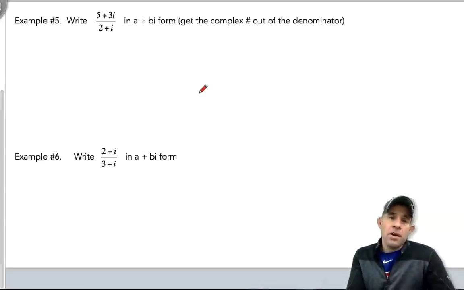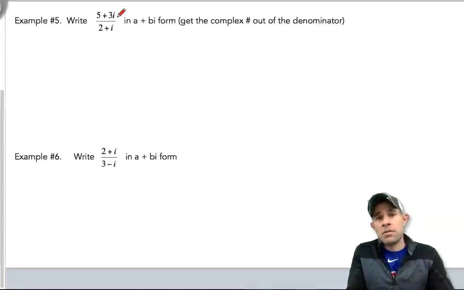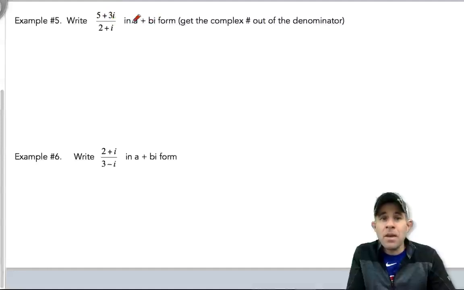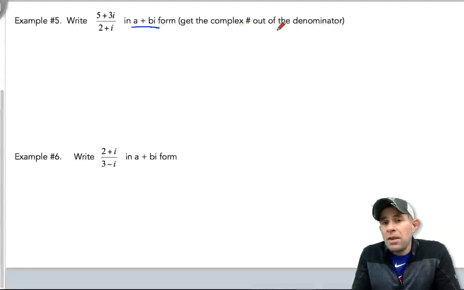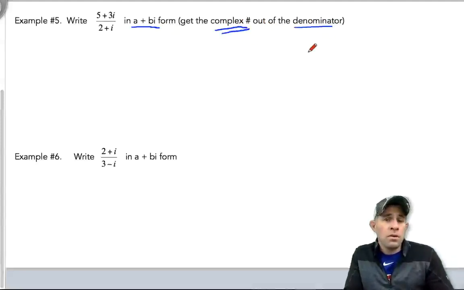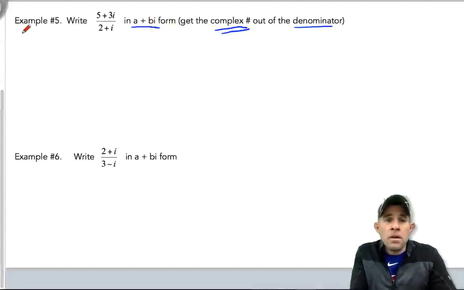All right, in example 5, now we're asked to divide these two complex numbers. We have 5 plus 3i divided by 2 plus i, and we want to rewrite this in a plus bi form. In other words, we need to get the complex number out of the denominator. Well, in order to do this, we need to multiply by the complex conjugate of the denominator. So the complex conjugate of 2 plus i is 2 minus i. Now remember, the complex conjugate is formed simply by writing the opposite value of that imaginary part.